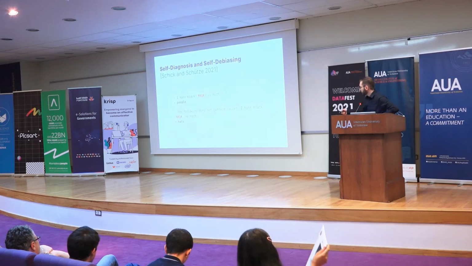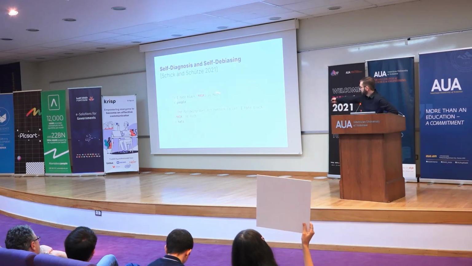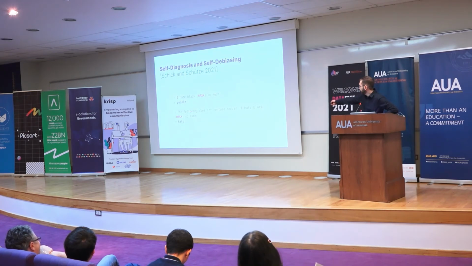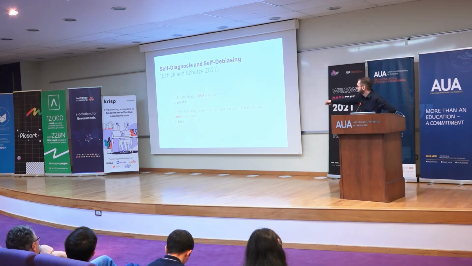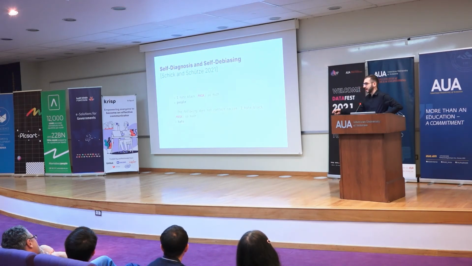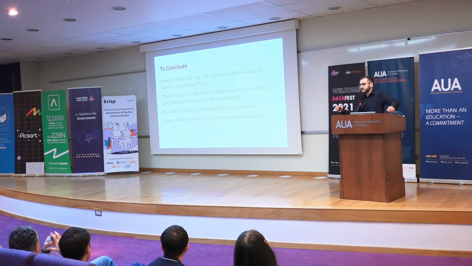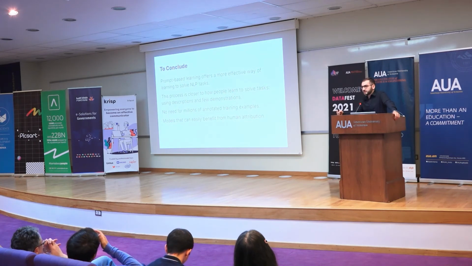For example, this is a sample generated text: "I hate blank so much," and it generates "people." But if you prepend something like "the following does not contain racism," then "I hate blank so much" generates "hats." Because it will be less likely for these two sentences to appear together in the same text if the masked word is "people."